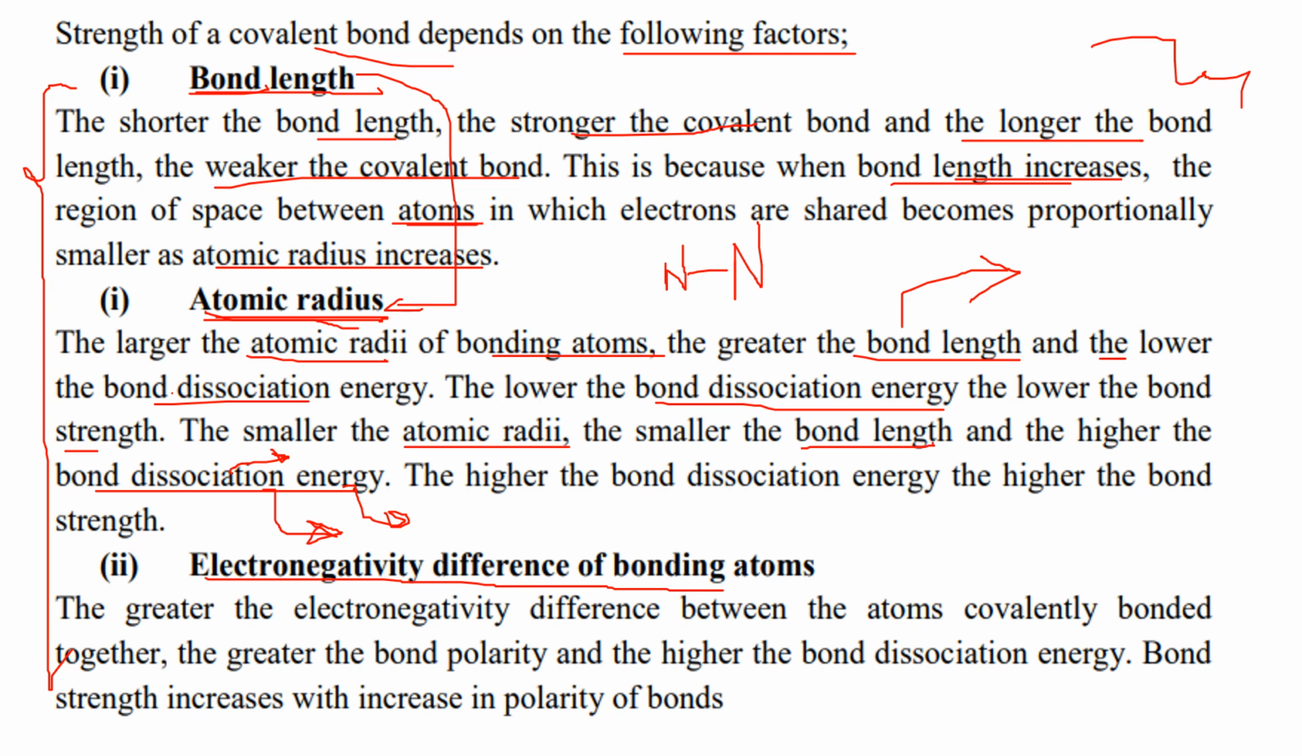So we're going to say that the higher the bond dissociation energy, the higher the bond strength, because more energy is going to be required, and therefore, since more energy is required to break such a bond, we expect such a bond to be very strong.